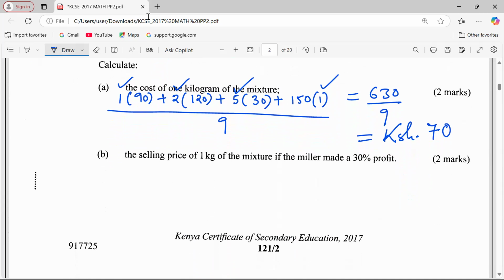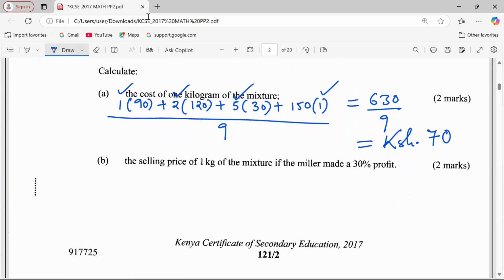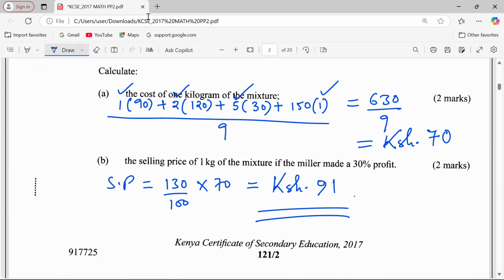The selling price of 1 kg of the mixture if the miller made a profit of 30%. So to make a profit of 30%, then the cost price is 70. We need a selling price, which will be equivalent to 130% of what we have here. So we'll be talking about 130% times 70, giving us Kenya shillings 91. So when they sell at 91, there'll be a 30% profit.